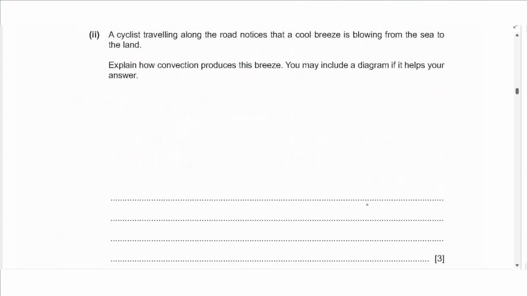Part II says a cyclist traveling along the road notices that a cool breeze is blowing from the sea to the land. Explain how convection produces this breeze. You may include a diagram if it helps your answer.